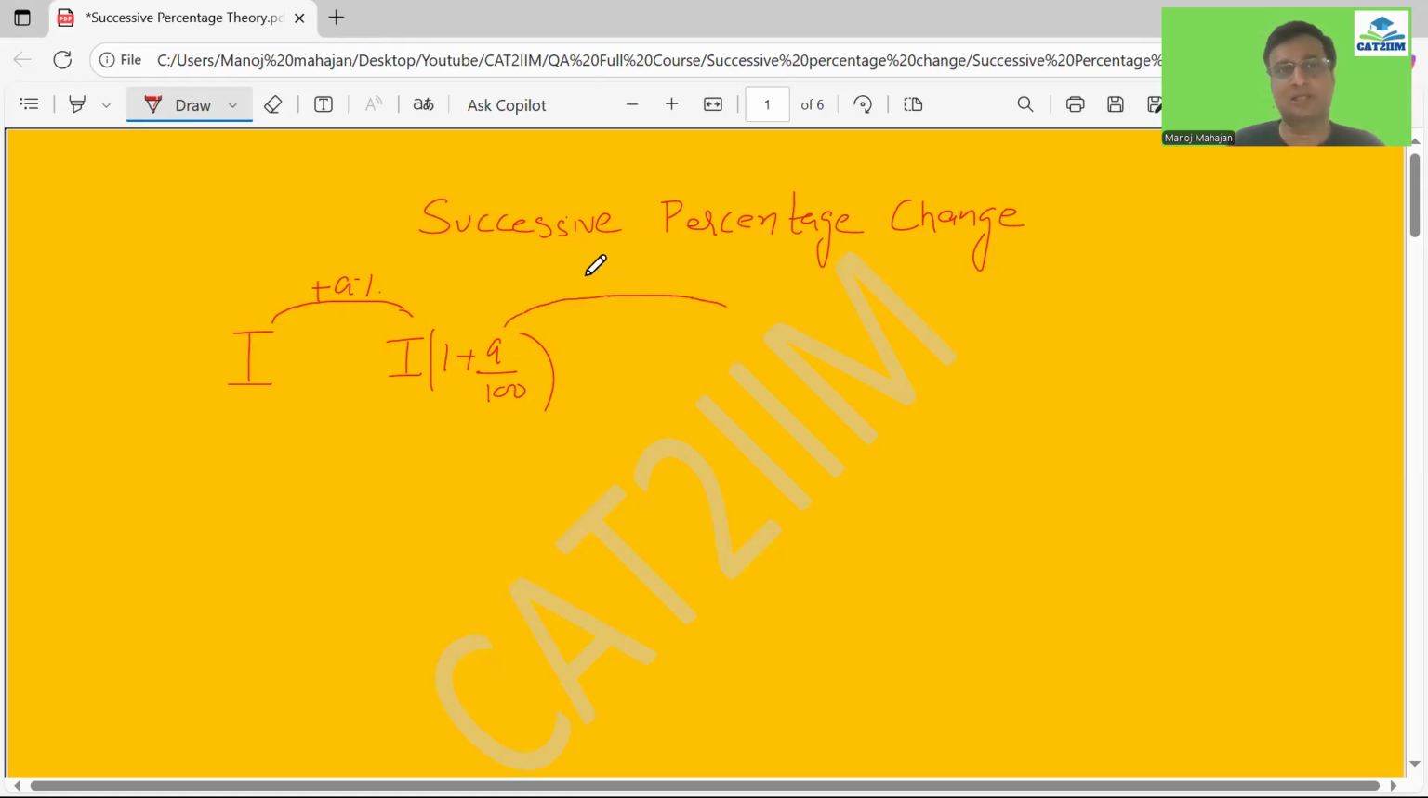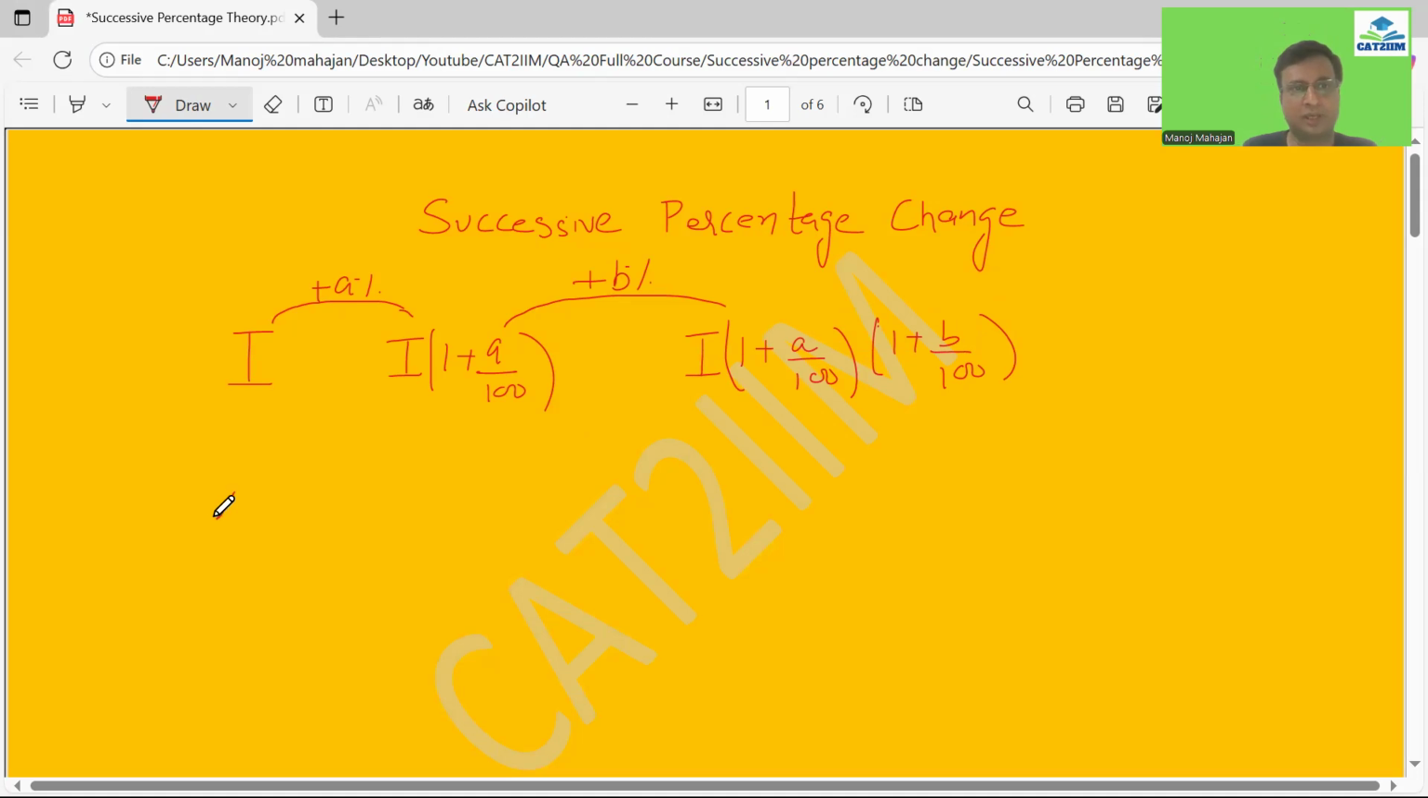Now let's say you have another change of b% increase on the new value. I have taken the example of two successive changes here. We are going to look at more than two changes also and how to use the concept. So let's first cover the two changes. My multiplying factor would now be 1 plus b by 100. We are going to derive one magical formula based on the successive concept.